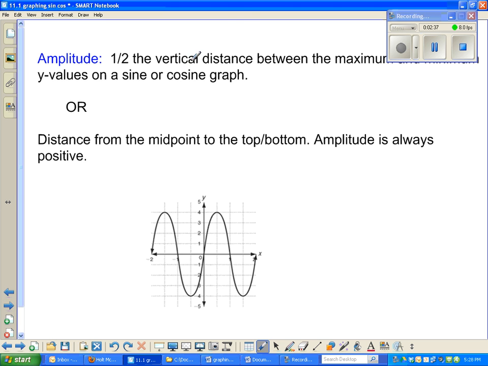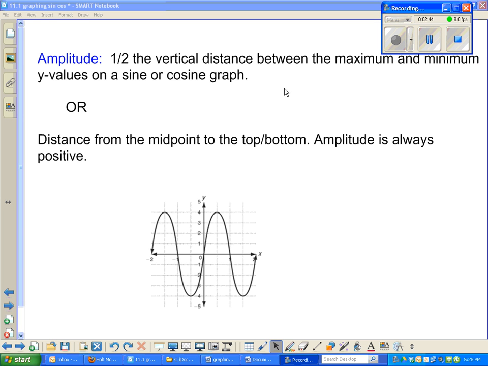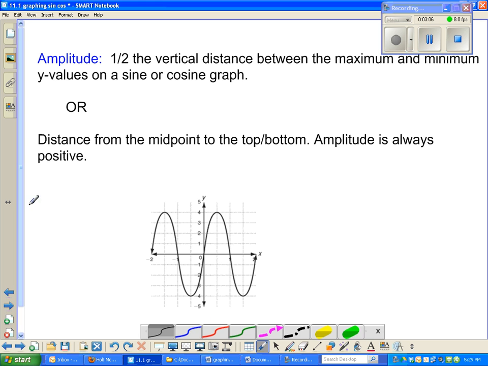Amplitude is 1/2 the vertical distance between the maximum and the minimum y values on our sine or cosine graph. Or I like to think of it as the distance from the middle to the top or the middle to the bottom. And amplitude is always positive. So even if it starts going down first and you think the amplitude is a negative number, you change it to positive. Amplitude is always positive. So make sure that if you are asked for amplitude, you give a positive number here.